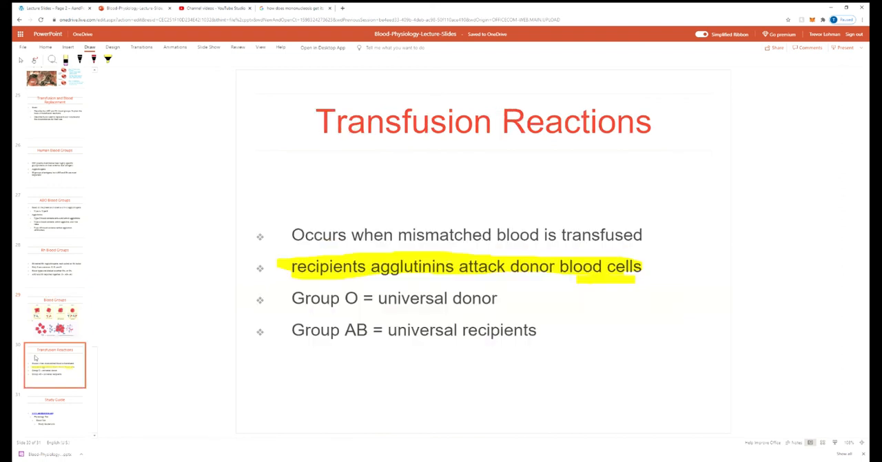Okay, so let's move on. Transfusion reactions occur when mismatched blood is transfused. We just went through that. It's the recipient's antibodies that attack the donor's antigens. O is the universal donor. AB is the universal recipient.